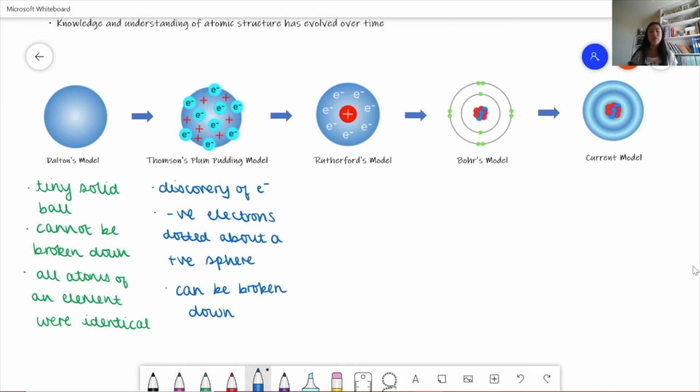The next development of the atomic model is Rutherford's model. He found that if he fired some positively charged particles at gold foil, they bounced back when they were expected to pass straight through. And so he concluded that there must be a central positive nucleus where most of the mass of the atom is found.